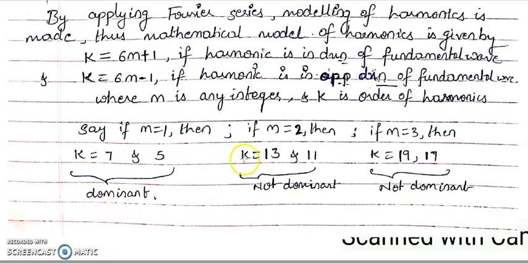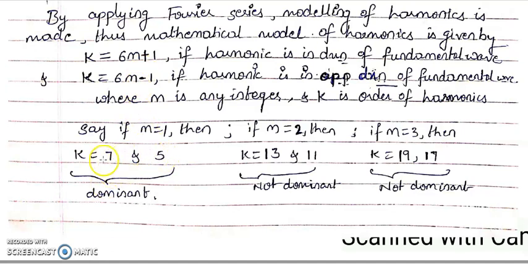Next, when m is equal to 2, k is equal to 13 and similarly k is equal to 11. Just substitute here and you will get the answer. Again, like I said, the remaining harmonics are not dominant. We are not considering them, so I have written here not dominant. Similarly, when m is equal to 3, k is equal to 19 and k is equal to 17. Again, they are not dominant, and I am not going to consider them. Here you will not get any triplen harmonics because we have derived the formula by applying the Fourier series.